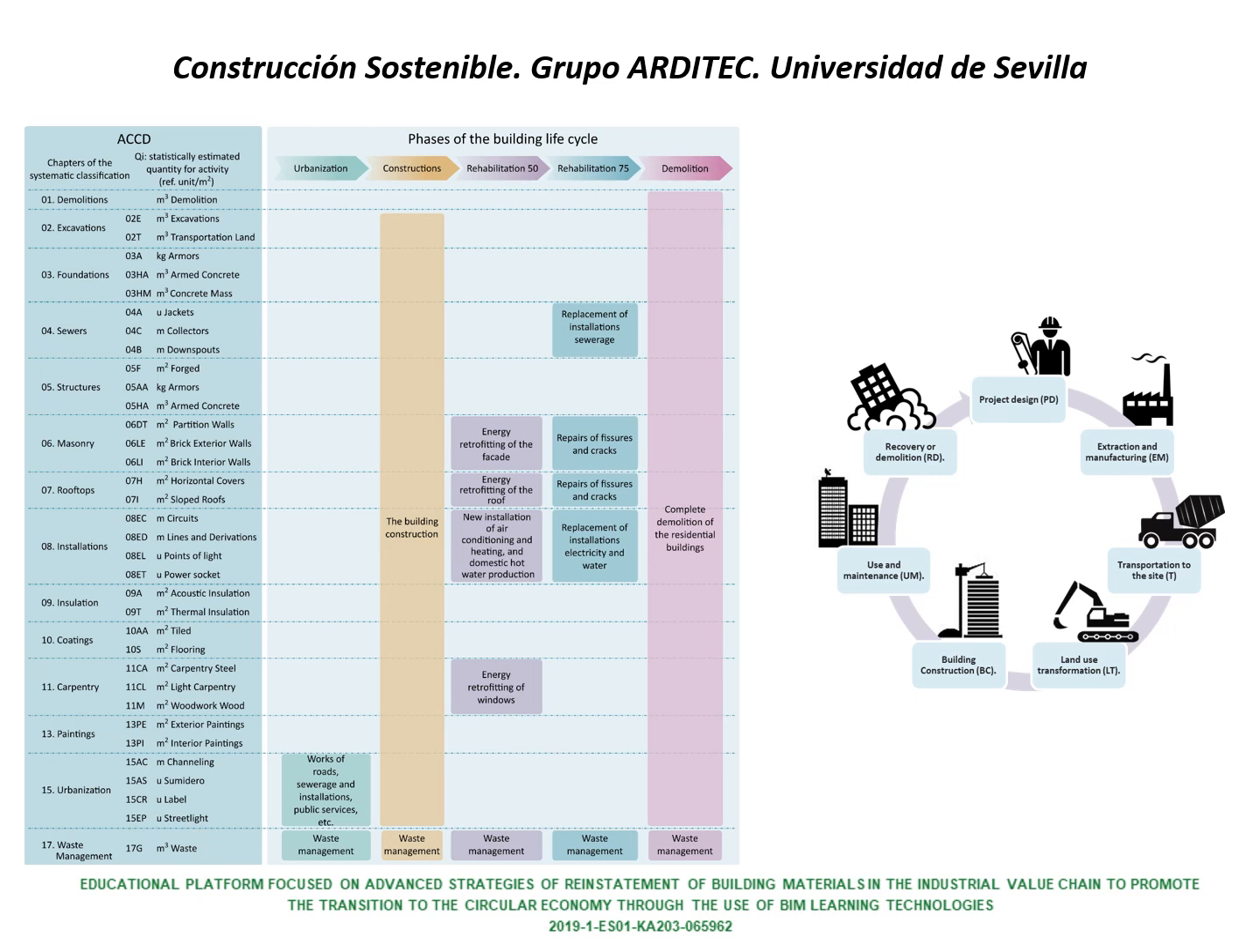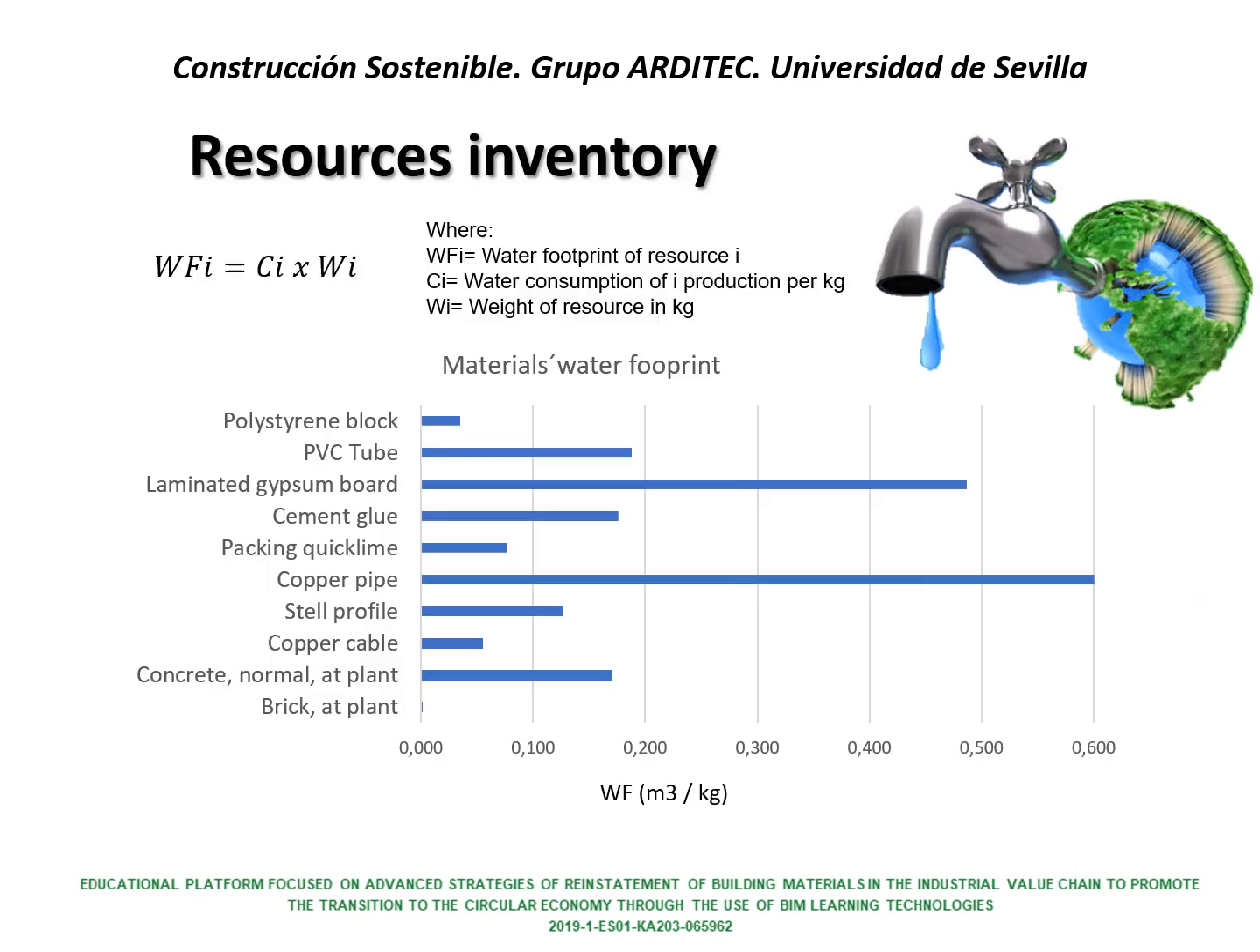And for calculating the life cycle of the building, we have, for example, the water footprint. The first thing is to identify the water footprint per kilogram of the construction materials. Here you can see that the copper pipe is the one that has the highest footprint. And from there, we can calculate every step of the project, each stage of the life cycle.